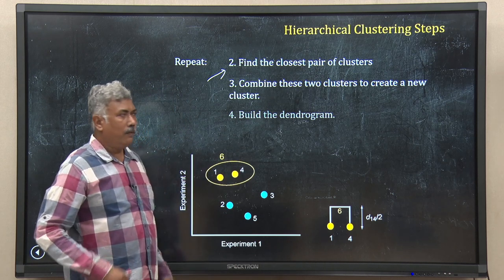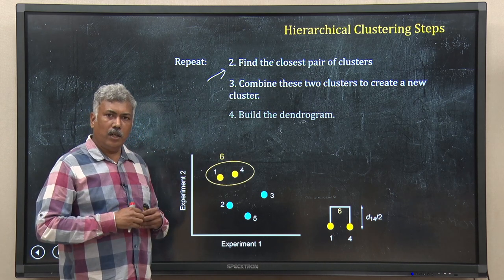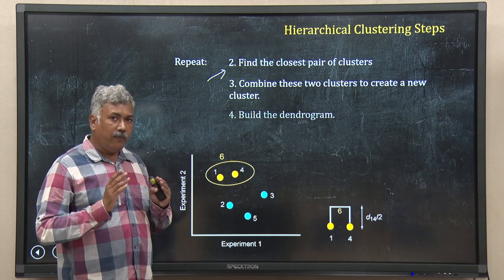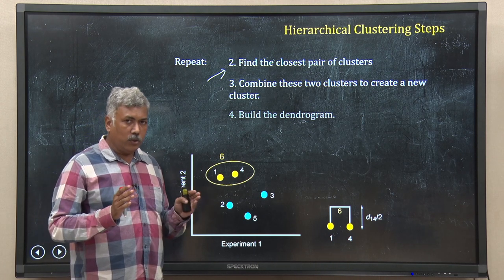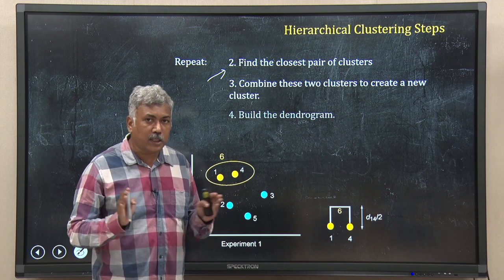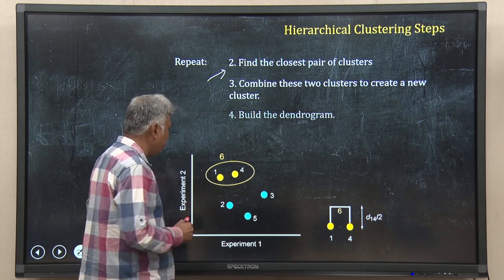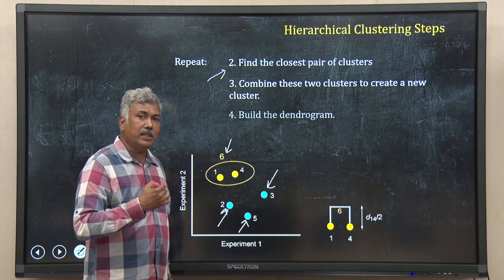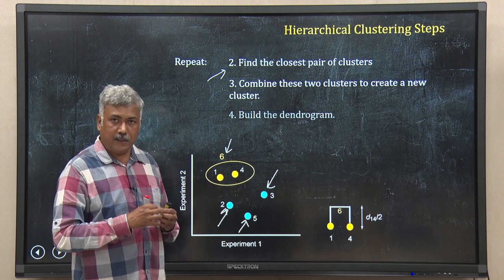Again, find the closest pair of clusters. Now, remember, we have fused 1 and 4. So, 1 and 4 do not exist for us anymore. What are we left with? We are left with cluster 6, cluster 3, cluster 2 and cluster 5. So, we have to calculate the pairwise distance between these 4 clusters.